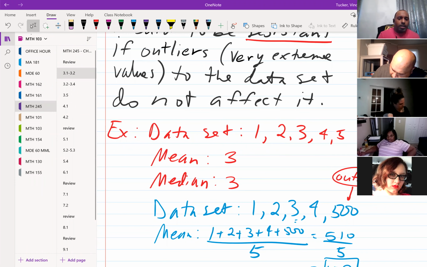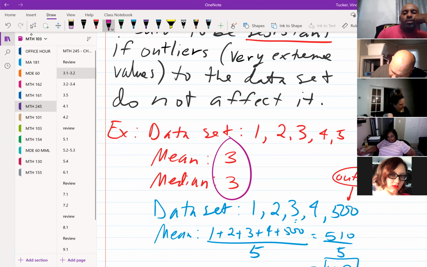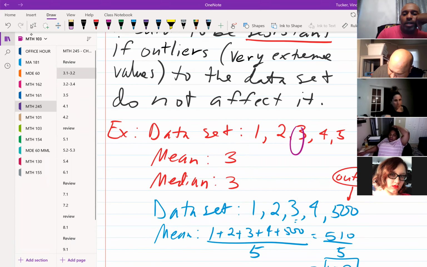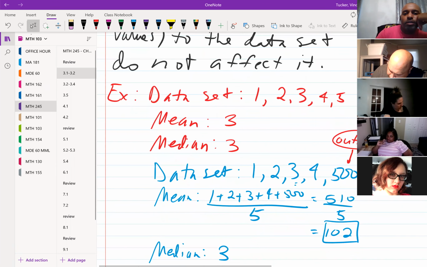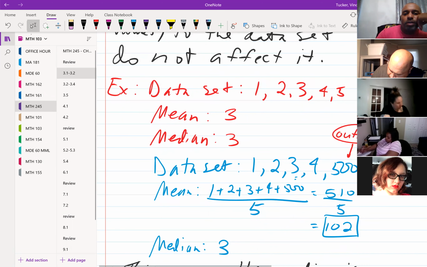Looking at our data set down here, we have 1, 2, 3, 4, 5. We already found that the mean was 3 and the median was 3. The mean is your average, so you add them up together and divide by 5, that was 3. And then our middle value is the median, so that's 3.